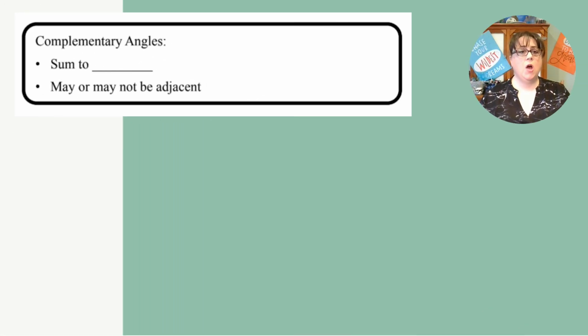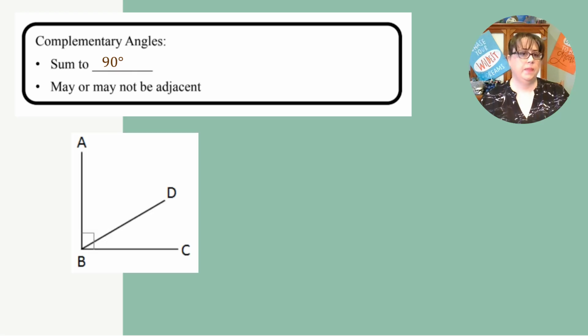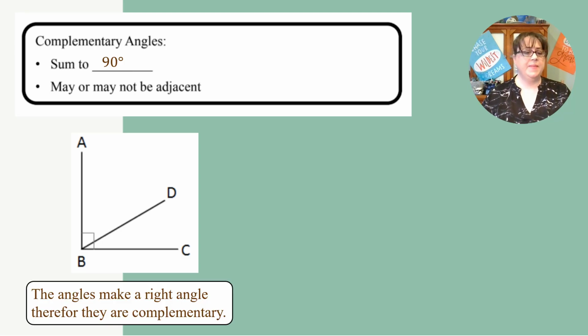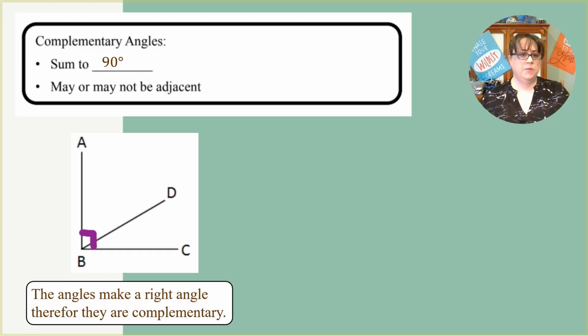So now let's talk about complementary angles. Complementary angles sum to 90 degrees, and they may or may not be adjacent. So here's an example of adjacent complementary angles. And when the angles make a right angle, they are complementary. And how do I know that they made a right angle? They have that little box right there that tells you that it's a right angle.